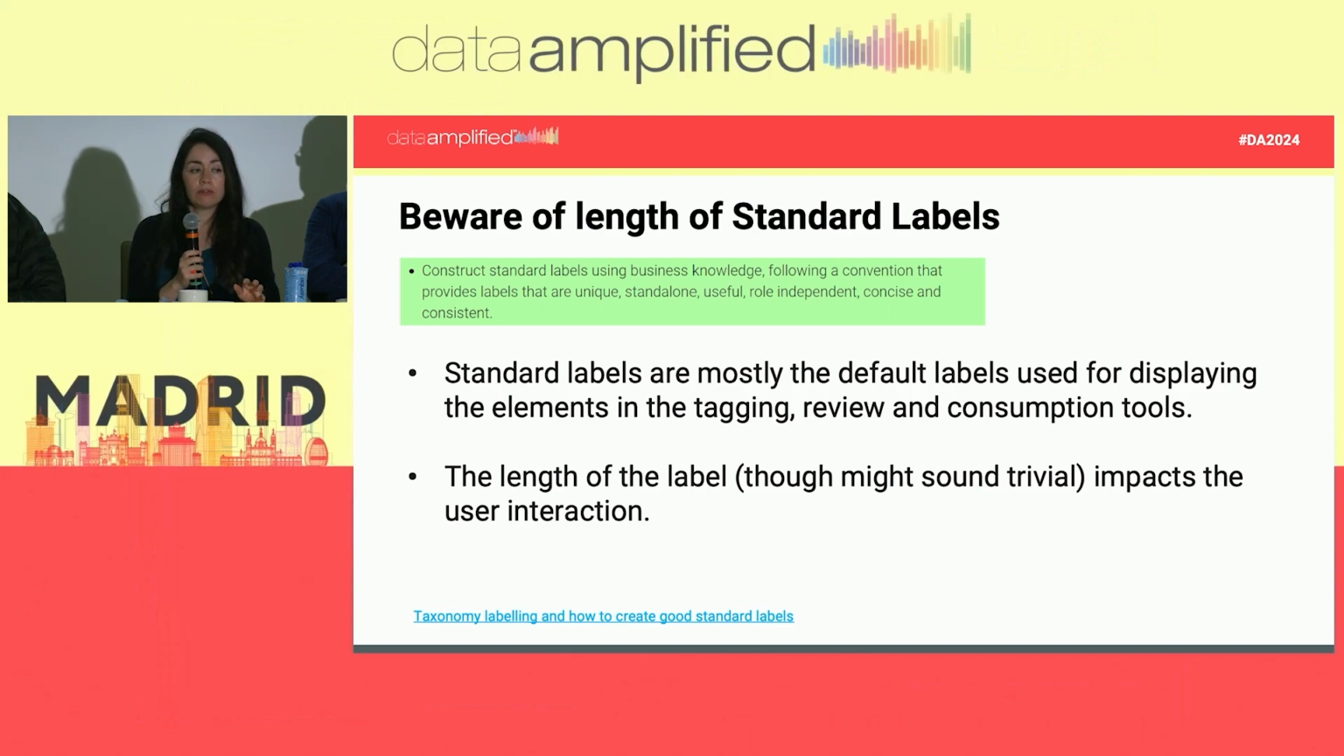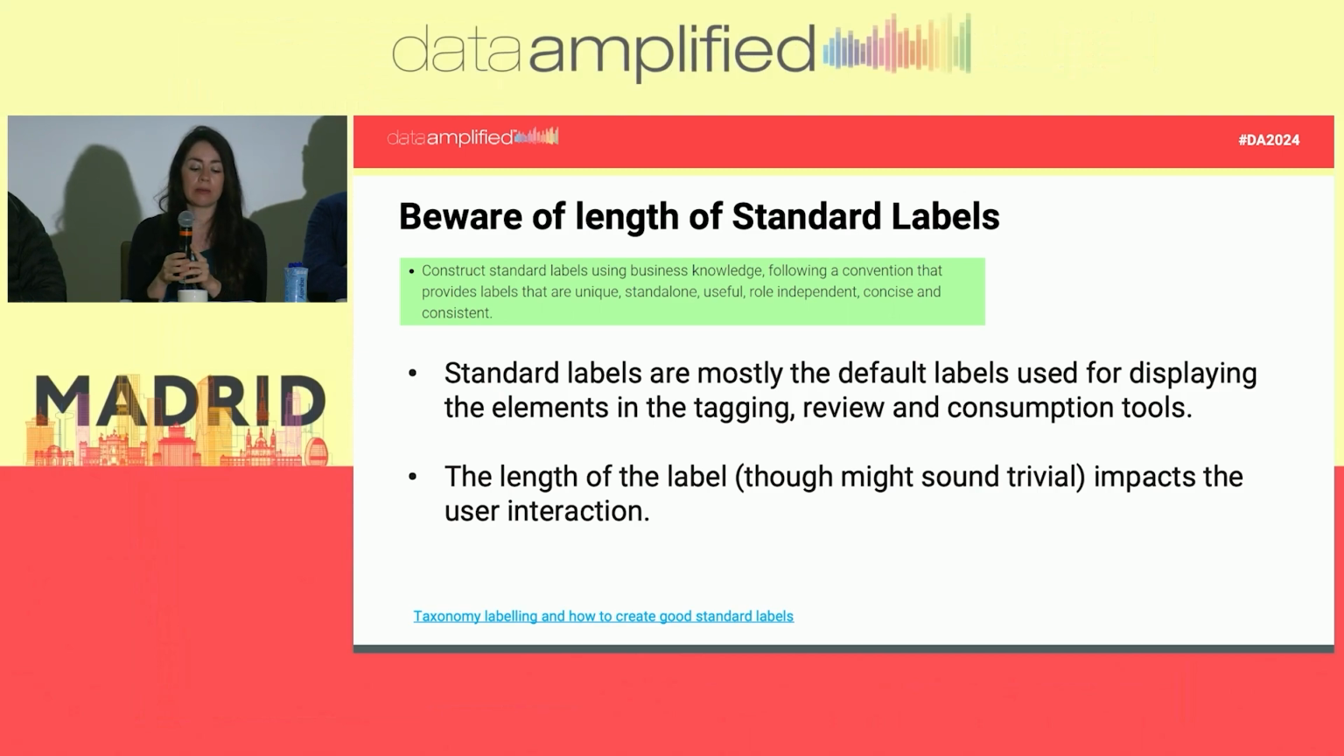Labels are really important for taxonomy, and this guidance is for taxonomy architects and taxonomy authors. Be aware that labels are important to make the taxonomy understandable not only for machines but also for humans, for people, and also the importance of the role of the standard label: what is this standard label doing?